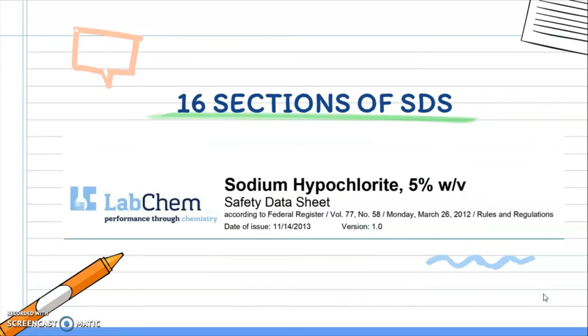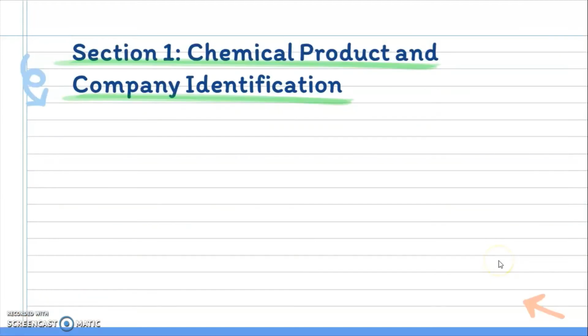Ngayon naman, i-discuss na natin isa-isa yung 16 sections ng SDS. We will use the SDS of sodium hypochlorite or yung ginagamit sa Zonrox or disinfectants, which is very useful during these times. Section 1 is the chemical product and company identification.